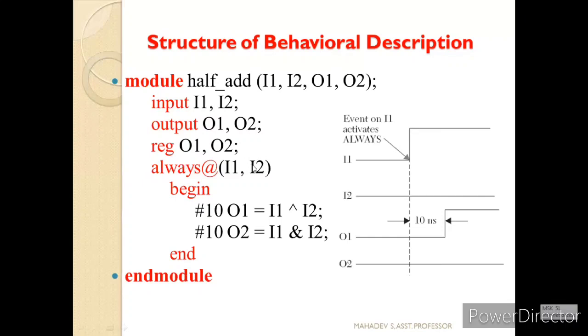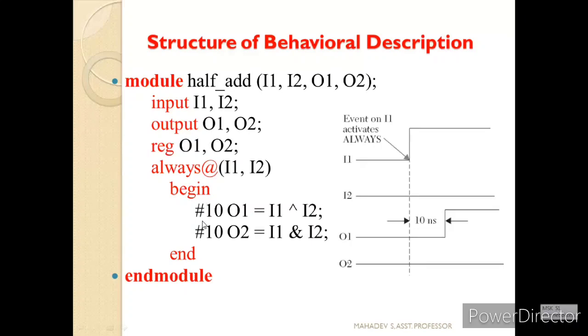Any sensing signal, so sensing means what? Any changes that are happening in the input. Now, there are 2 signals, I1 and I2, which are the sensing signals. So we are declaring it as always at I1, I2. It means any changes happening at I1, I2 should affect the output. That's the meaning of this always block. Since there is more than one statement, it is a rule in Verilog that we have to use begin and end.